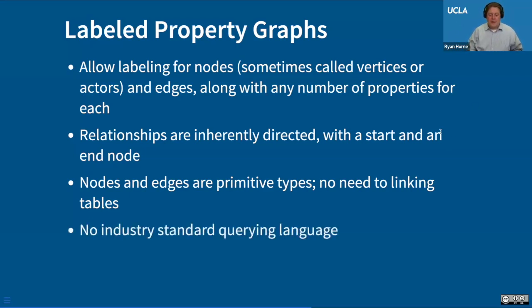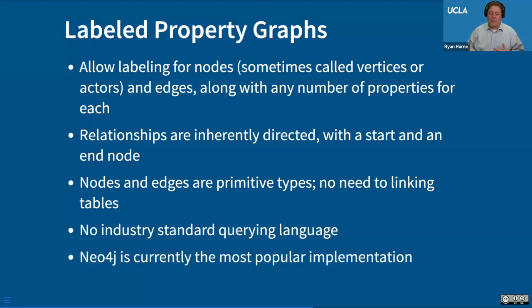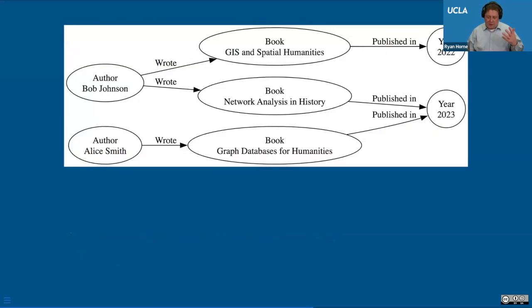The problem though with these is that there's no industry standard query language. There's no SQL for labeled property graphs. Now, Neo4j is currently the most popular implementation of this, what we'll be talking about today. And to give you a visual example of it, you'll see here that I have a node, an author, who wrote a book, the book is published in, and the nodes are the circles, and the arrows are my edges.